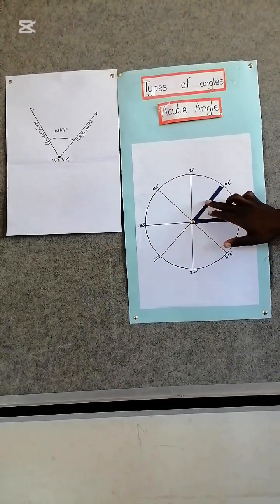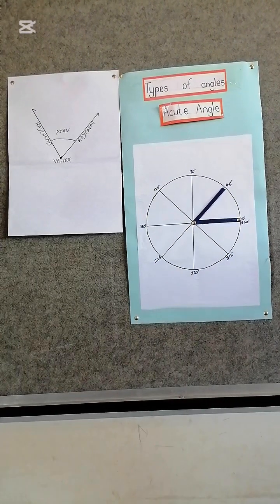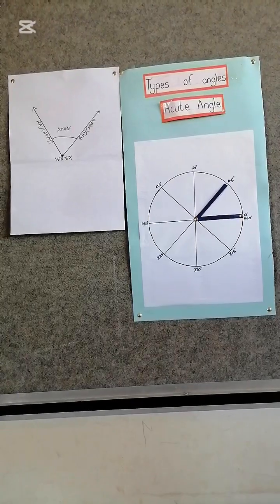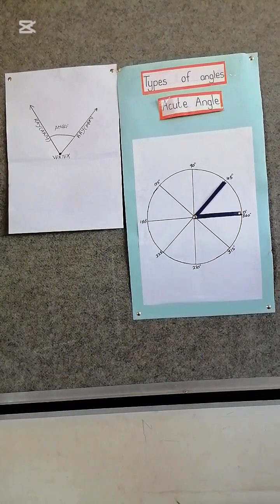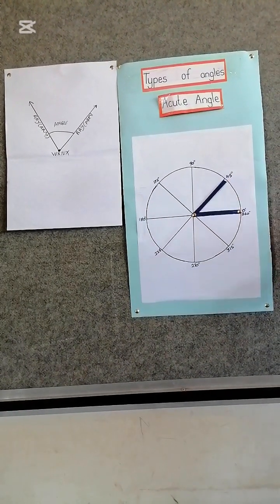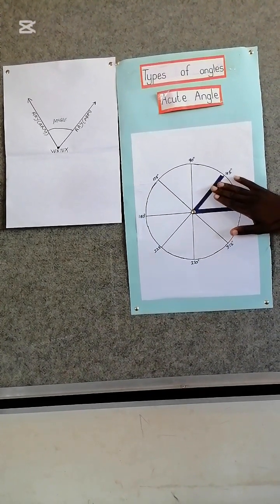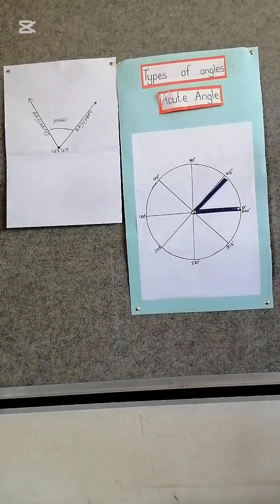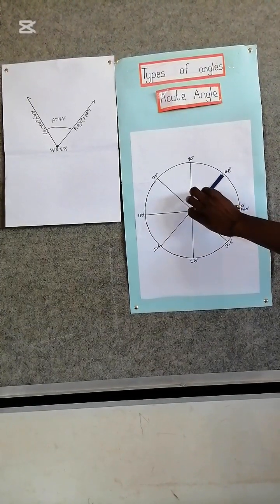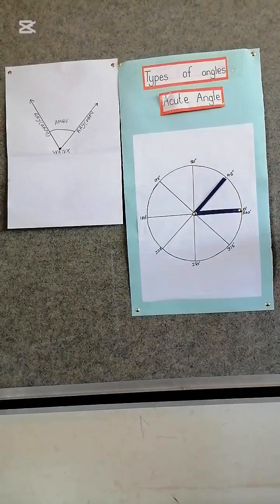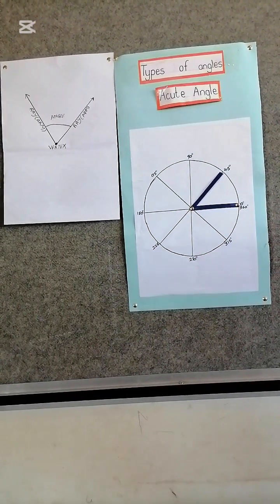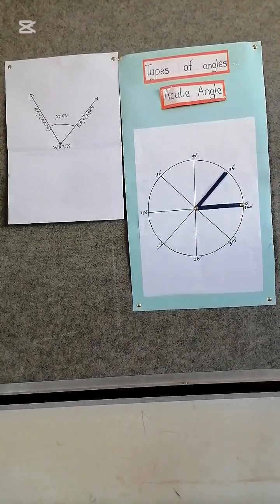But for you to be able to see it very well, let me put it here on this 45 degrees. Don't forget, an angle is always measured in degrees. When we talk about an acute angle, this is what we are talking about. It looks like this. Then here is where we can find our angle. So in this case, our angle will be 45 degrees.